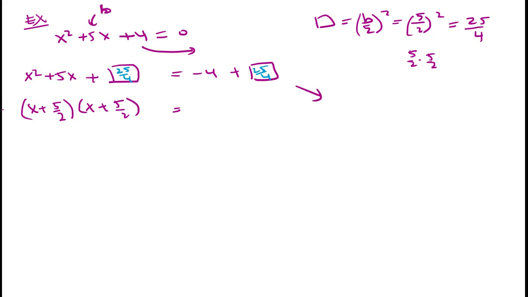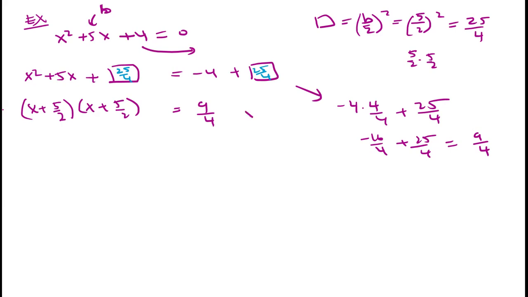So -4 plus 25 over 4. We need a common denominator. So that's going to be -4 times 4 over 4, plus 25 over 4. That gives us -16 over 4 plus 25 over 4. So that's going to give us 9 over 4. All right. So we're getting close. We get the same factors, that's what we want. Check.